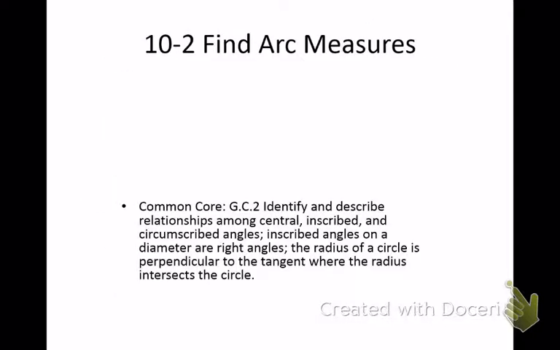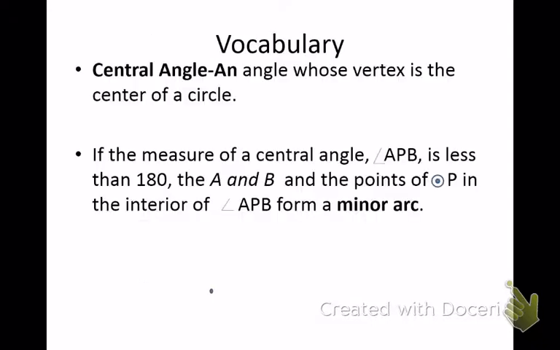All right. Section 10.2 talks about arc measures, and we're going to have a lot of vocabulary in here. Okay? Arc measures. First of all, we have to know what a central angle is. A central angle is an angle whose vertex is the center of a circle, right? Pretty simple. So down here, angle APB is a central angle because its vertex is at the center.